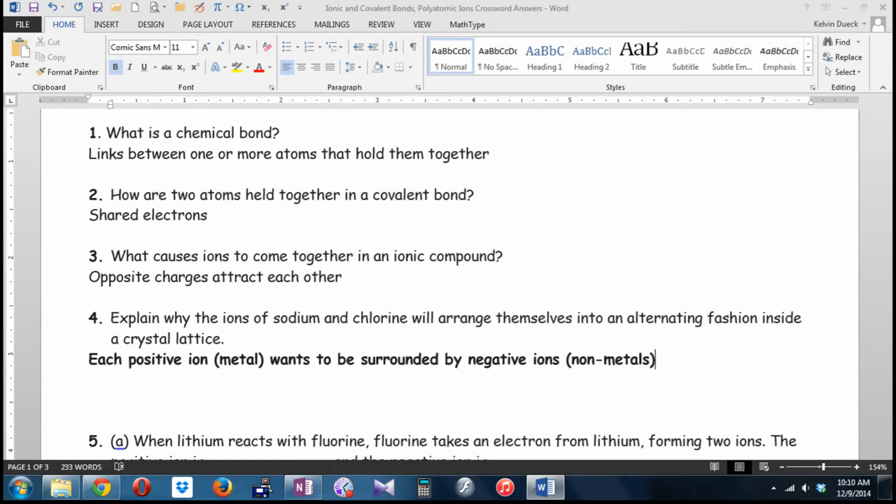Oh, and the reverse is true as well, Lena. Each non-metal negative ion wants to be surrounded by positives. Well, the only way you can do that, if you think about it, is to have this alternating pattern. We call it a crystal lattice because depending on how many of each, you get different shapes, but I showed you a couple of pictures. In fact, we saw a little video of sodium chloride. I'm not that fussy about number 4. Number 2 and number 3, you absolutely need to know.